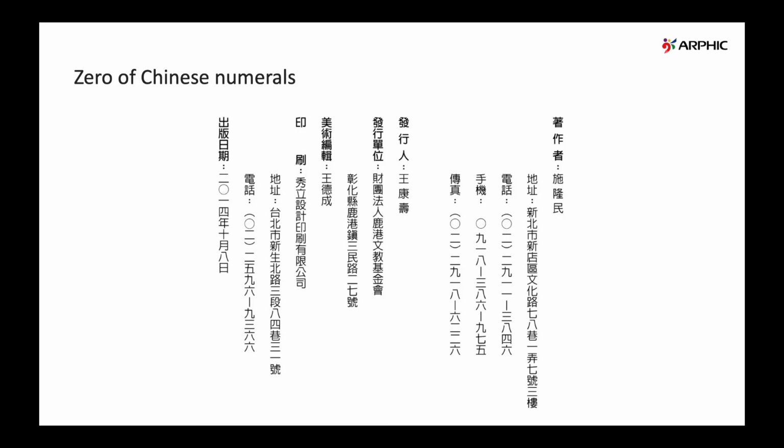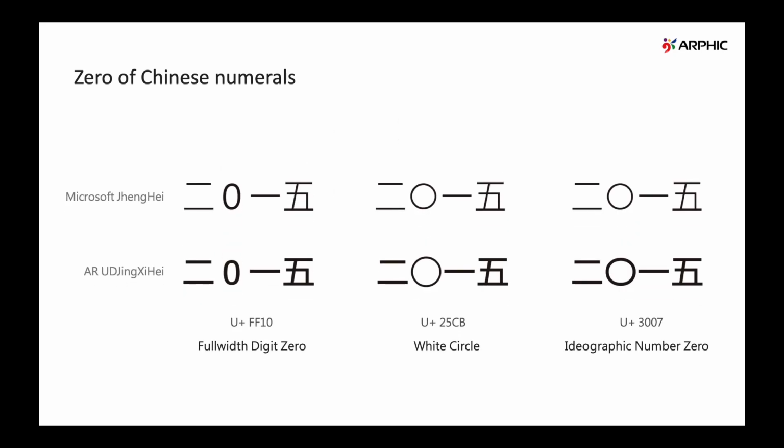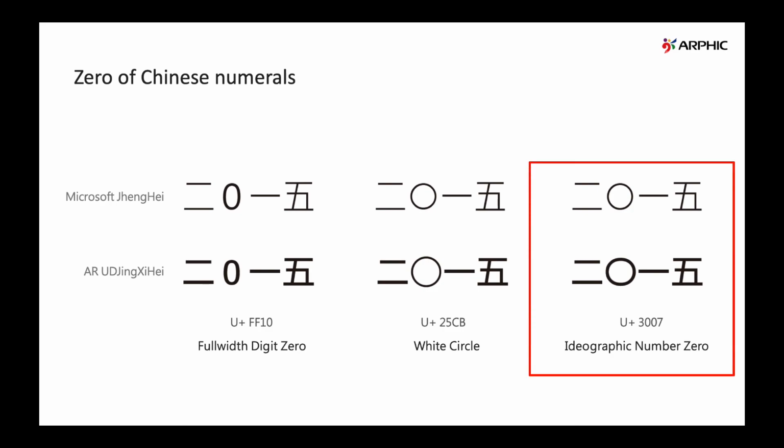Here's an example that in Chinese we use mixed Arabic Chinese zeros. And here you could see when using mixed Arabic Chinese numerals how they should look when choosing different zeros. The right one is the correct zero in Chinese numerals.